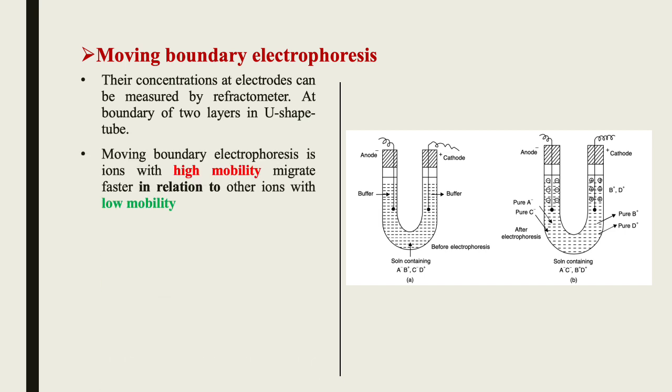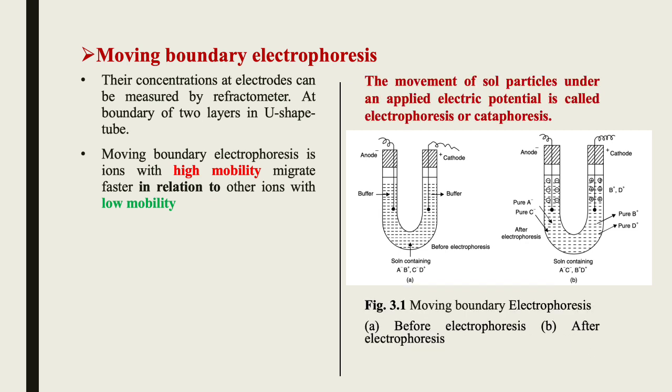In moving boundary electrophoresis, ions with high mobility migrate faster in relation to other ions with low mobility. So in this technique, those with higher mobility migrate faster compared to the lower mobility ions. Depending on the ions, you can decide which will move faster. This movement of solution particles under an electric potential is electrophoresis, or cataphoresis. These are the basic definitions, and this figure shows A before electrophoresis and B after electrophoresis. That is the basic difference.